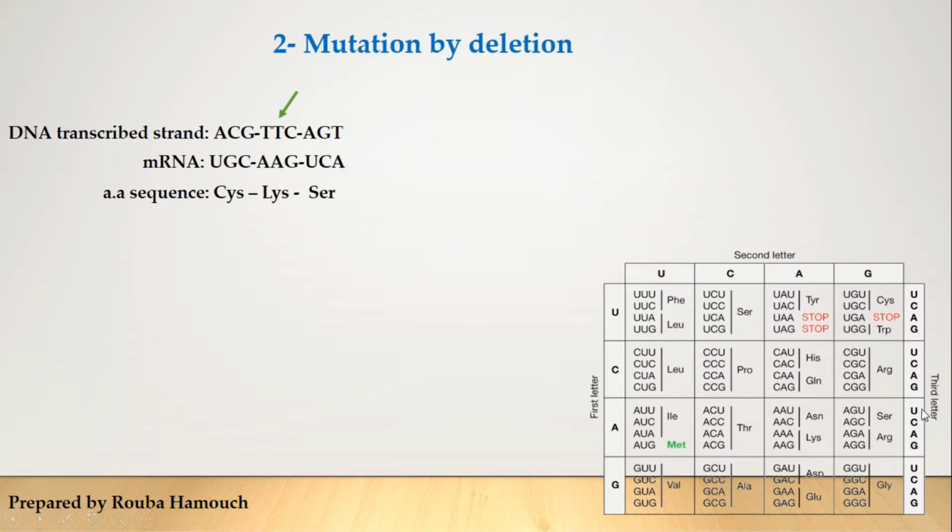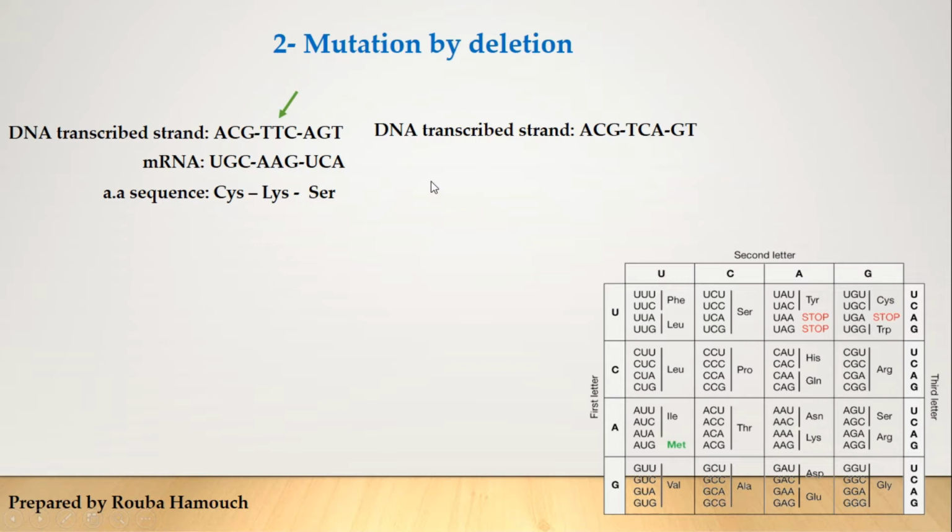According to the genetic code table, UGC codes for cysteine. AAG codes for lysine, and UCA codes for serine.